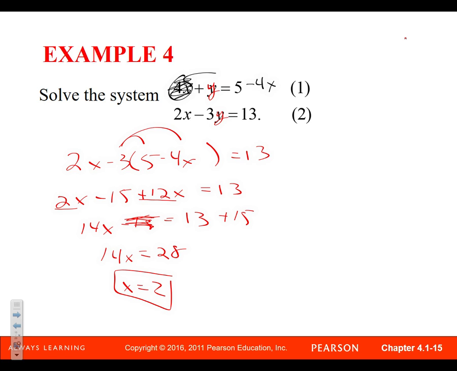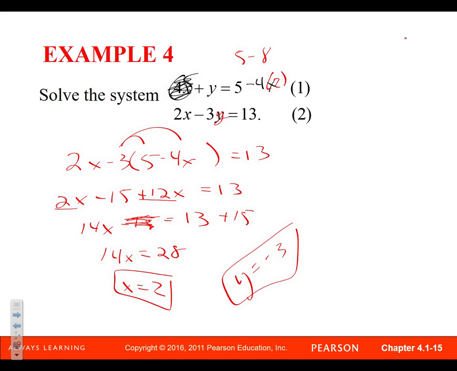Here's y equals right up there. Negative 3? Yeah. If I plug my 2 in for x, that's going to give me 5 minus 8. So yeah, y is negative 3.